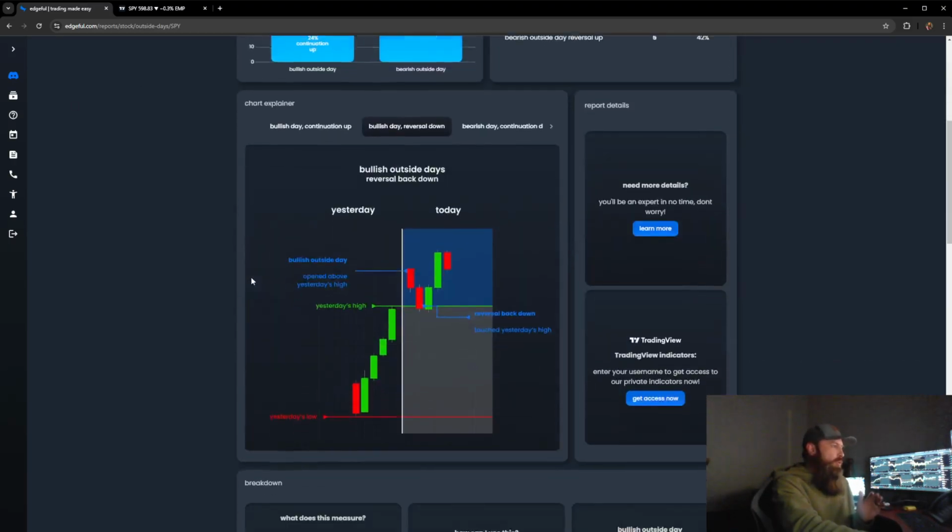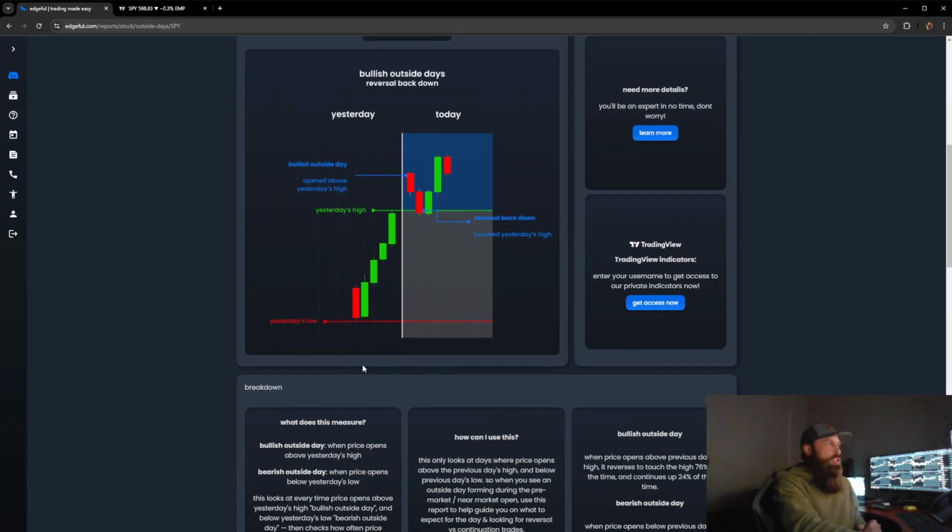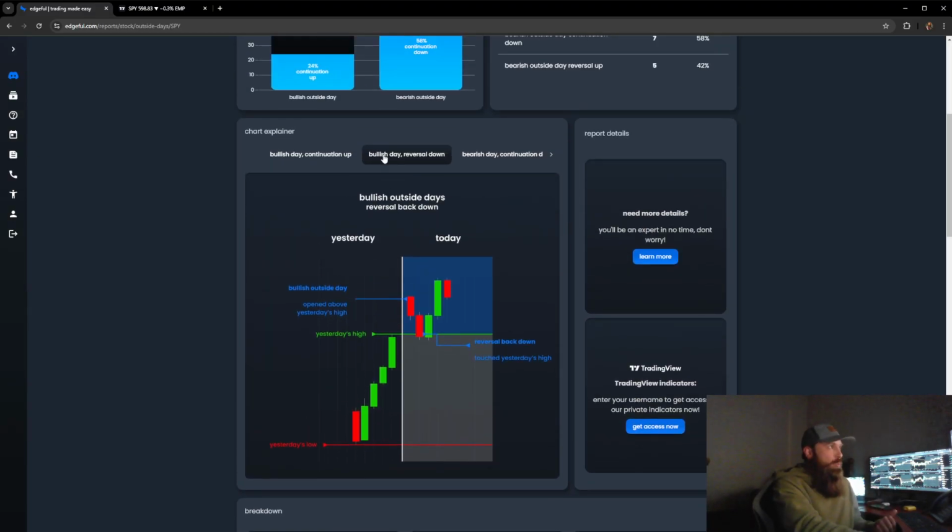So here's the quick breakdown. If you ever use Edgeful, you'll see they have breakdowns on every single one of these reports. Pretty simple right here. When price opens above yesterday's high, bullish outside day, bearish outside day when price opens below yesterday's low. So what does that look like? Bullish day, this is the reversal down. This is what we're going to be looking at mostly today. So price is opening up here. We've gapped up. This is yesterday's high. And what we're looking for is a reversal back down to touch yesterday's high.